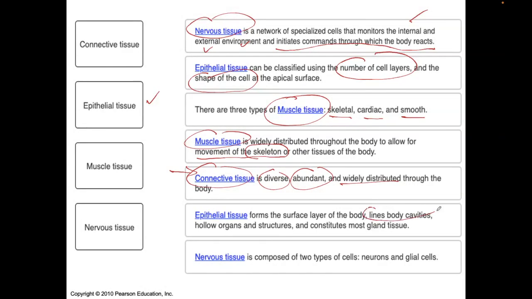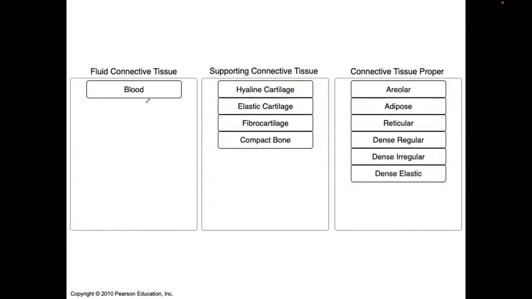Which one lines the body cavities? It forms the surface layer of the body, makes up glands like mammary glands, sweat glands, lines the hollow organs. That's also epithelium. And which type is made up of neurons and neuroglial cells or glial cells? Again, that's nervous tissue or neural tissue.